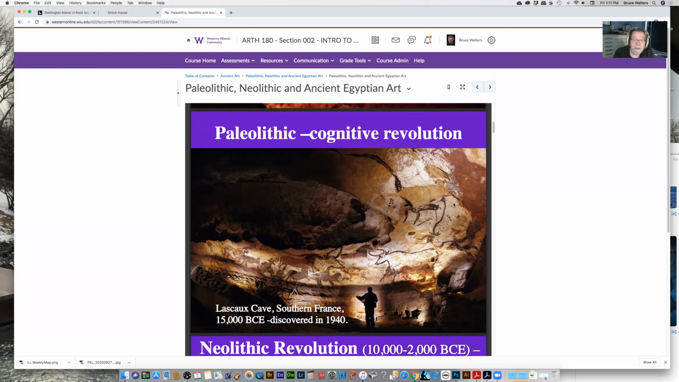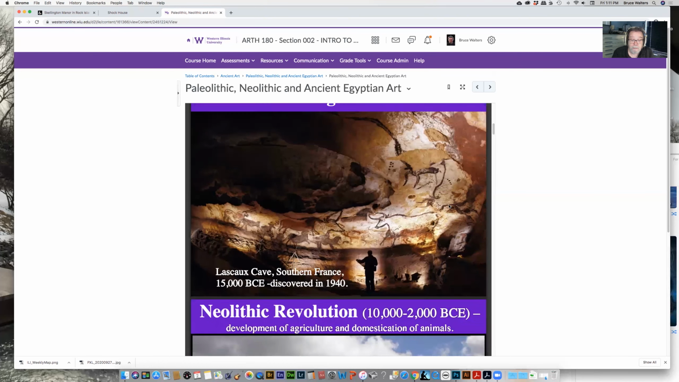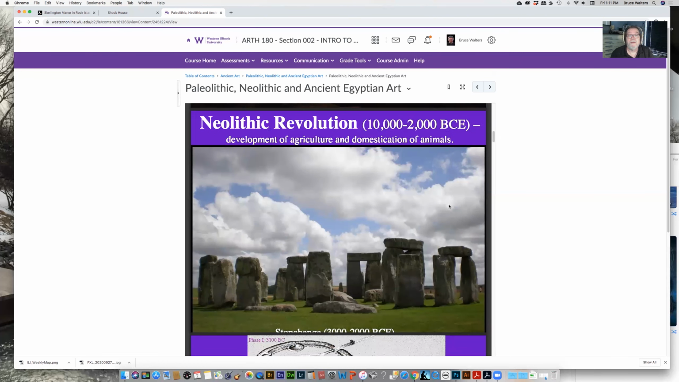Again, the circumstances, the scale of the work, the inaccessibility, these are really extraordinary works of art by people, again, really not much different from us. The Neolithic Revolution comes after agriculture and the domestication of animals. And we see now art, at least the art that is still with us, takes on a different meaning, at least a different form.